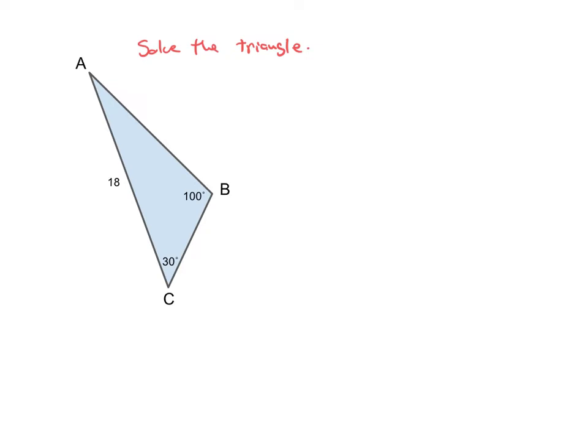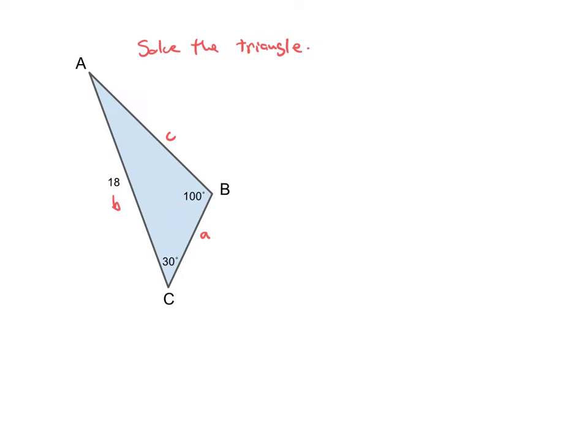Before I do anything, I want to label the sides based on the angles that are given. So if we start with angle B, the side opposite of angle B is little b. The side opposite of angle C is little c, and the side opposite of angle A is little a. So we have those marked off there. Now, I'm just going to erase these lines like that. So now we have A, B, and C.